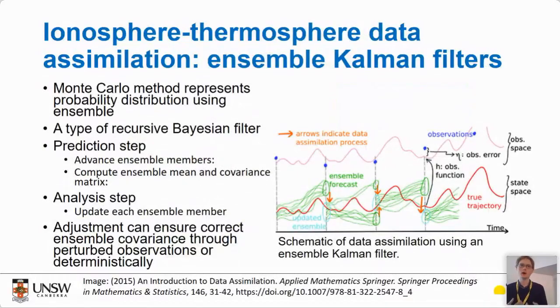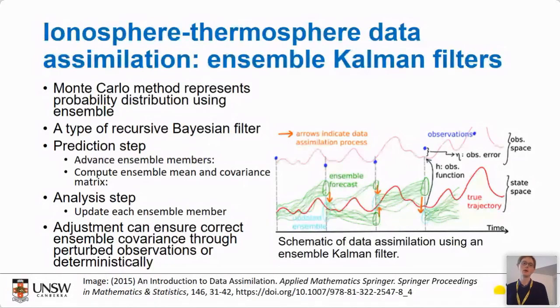The approach I'm looking at is ensemble Kalman filtering. A Kalman filter is a type of recursive Bayesian filter where the estimates of uncertainty and state are updated as more data becomes available.